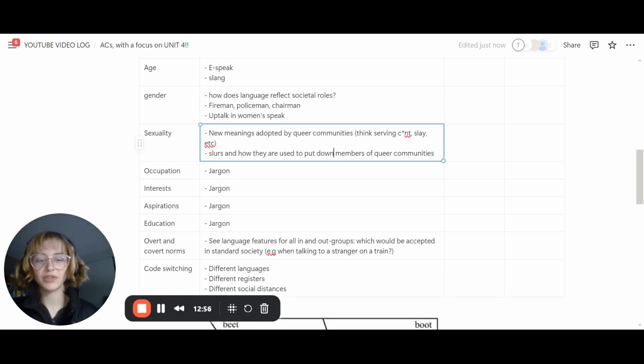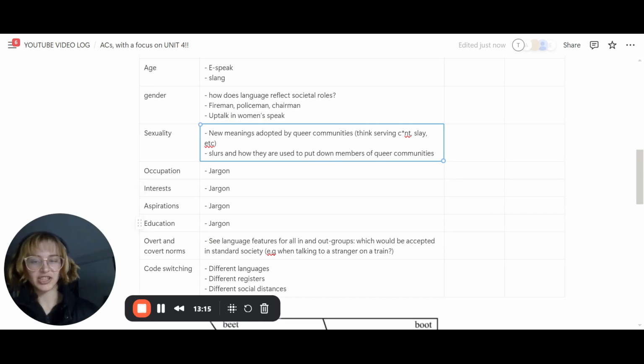Sexuality. So think about some terms that have been adopted or have become more mainstream from the queer community. And you can even discuss, I think this is unlikely, but if they gave you a text with derogatory terms in it, discuss that and its societal implications as well.